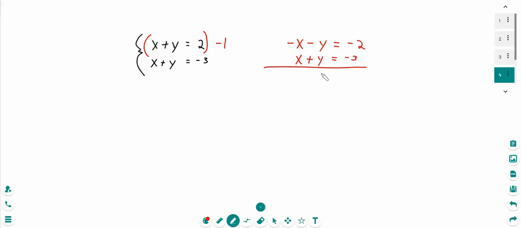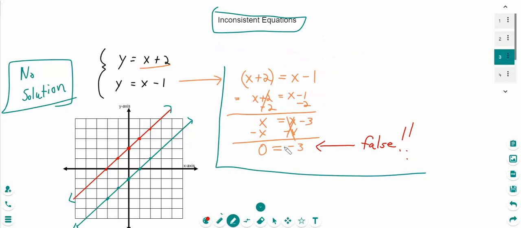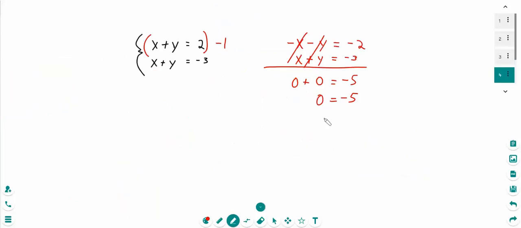Okay, now we start eliminating. We have -x and x. That's going to give us a 0. But look at this. The y is also eliminated. Oh my goodness. So we have 0 plus 0. I wasn't trying to eliminate those, but they eliminated. And then on the other side, we have a -2 and a -3. Well, that's going to be a -5. So we end up with 0 is equal to -5, which is very similar to the last problem, right?